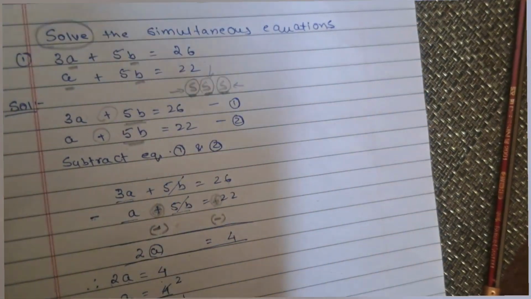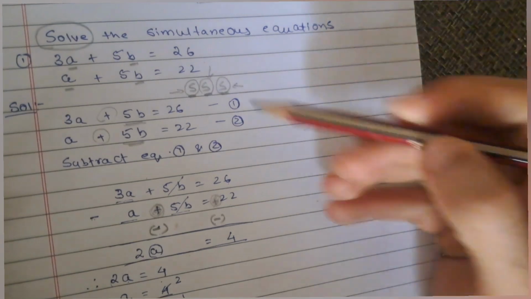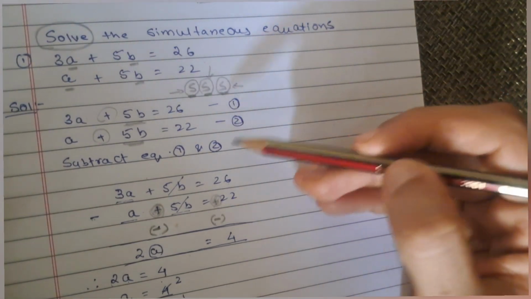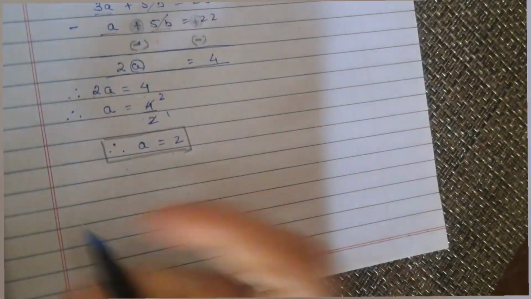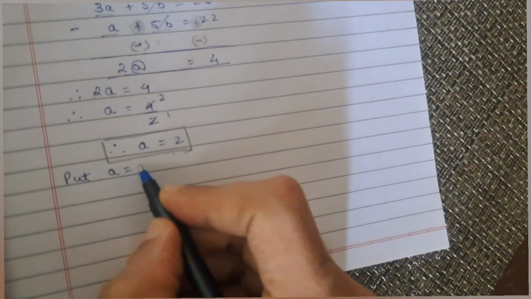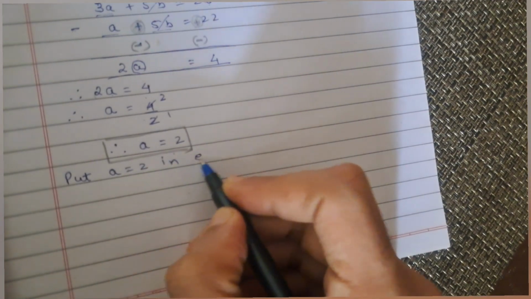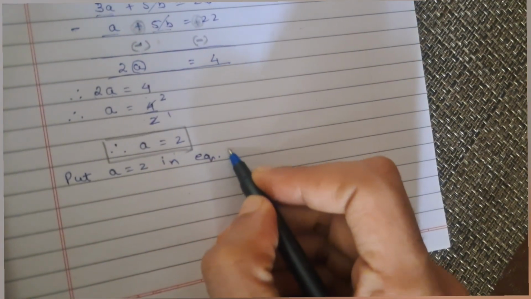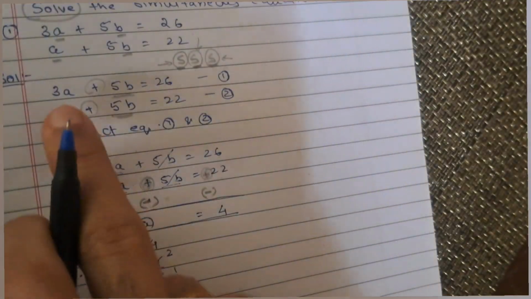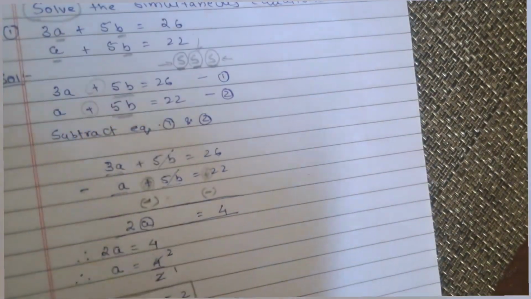For that, I will go back to my equations and have a look at them. I have two equations over here. Out of these two, I can use any equation to find the value of b. So I will put, or substitute, a is equal to 2 in any equation; let me put it in equation number 1 itself. So what was my equation number 1, by the way? 3a plus 5b is equal to 26.